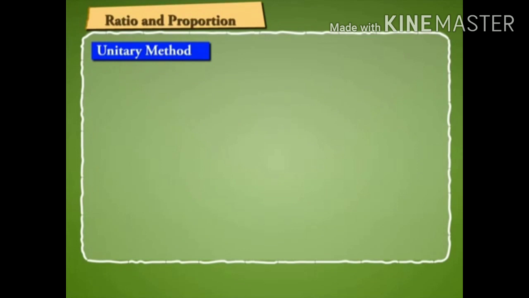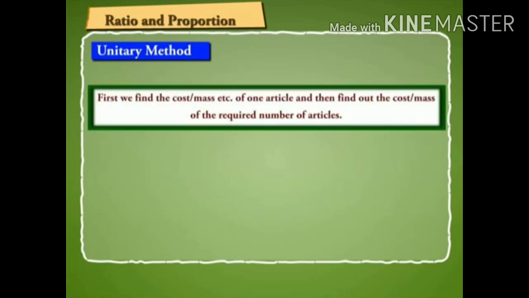This is called the unitary method. In this method, first we find the cost, mass, etc. of one article and then find out the cost, mass of the required number of articles.